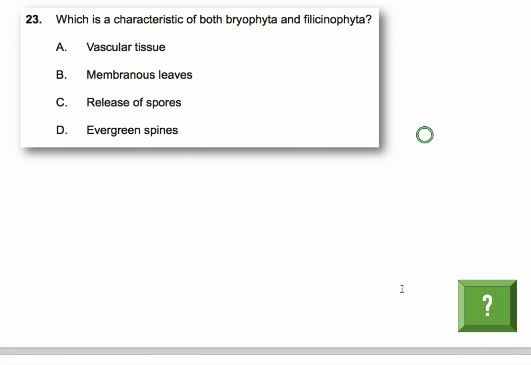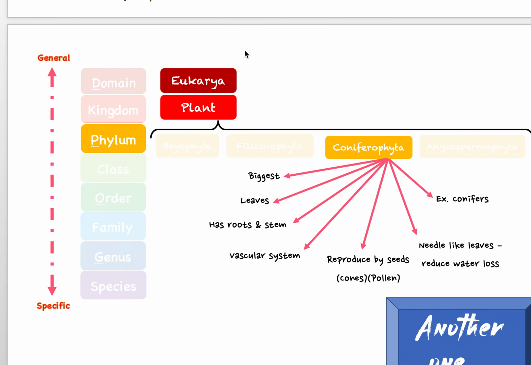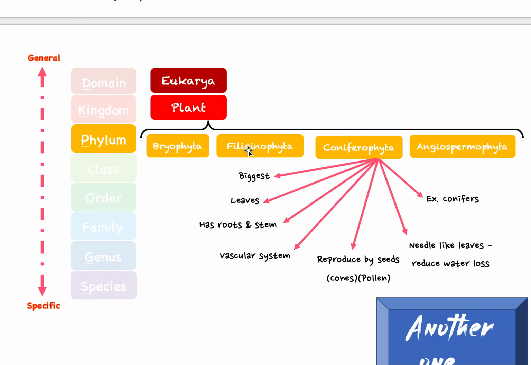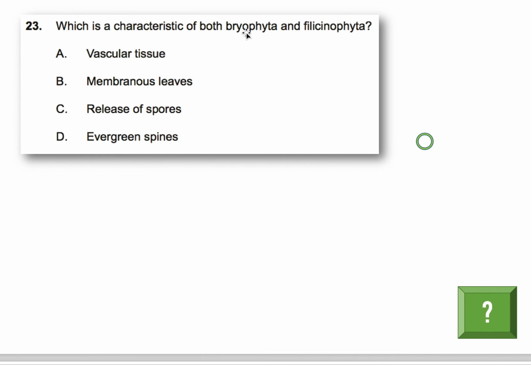Okay, let's do another one here. Which is a characteristic of both Bryophyta and Phyllocenophyta? So again, they're bringing us to the plant phylums, right? Because remember, the plant phylums had the Bryophyta, Phyllocenophyta, Coniferophyta, and Angiospermophyta. Now they're asking us, what is a characteristic of both of these? In other words, what do both of these have in common?